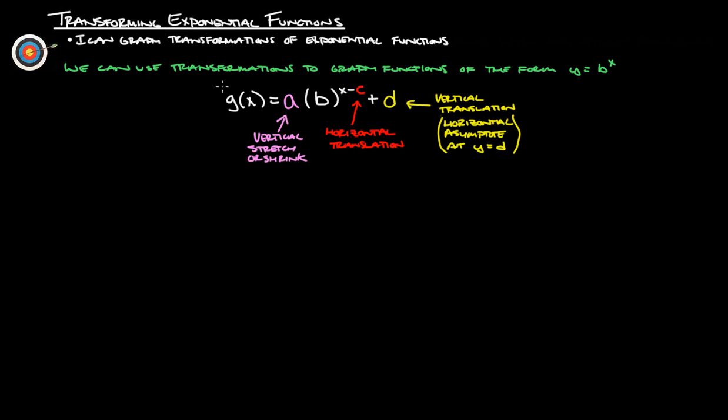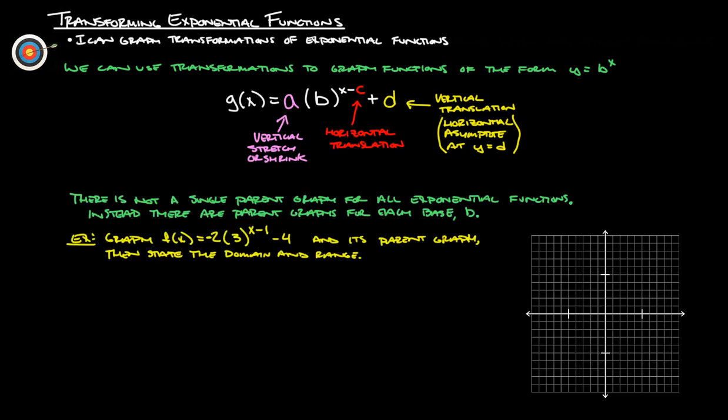Okay, so here's a general form for the transformations. Whatever's out in front of our multiplier is going to be our vertical stretching or shrinking. This x minus c, this power up here, is going to be our horizontal translation, and then this d over here is going to be our vertical translation. And then there will also be a horizontal asymptote at y equals d, most likely.